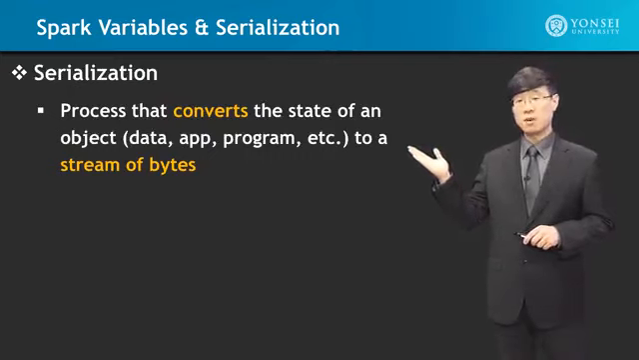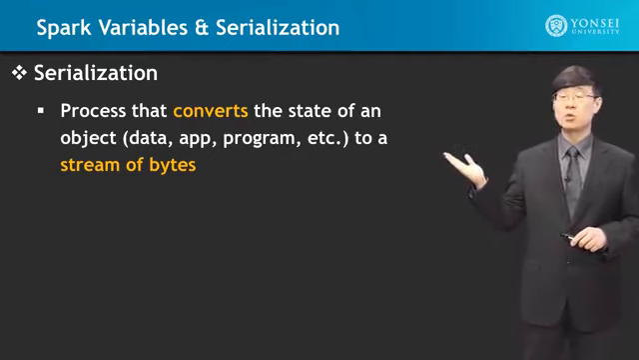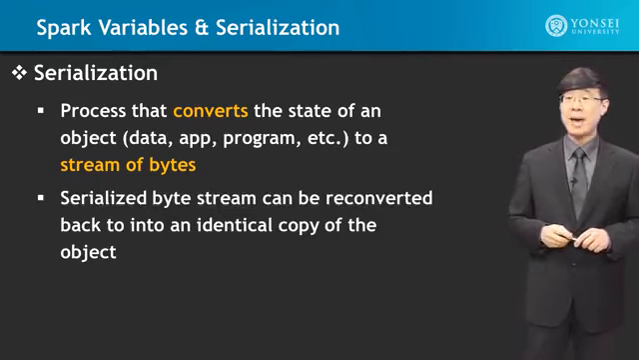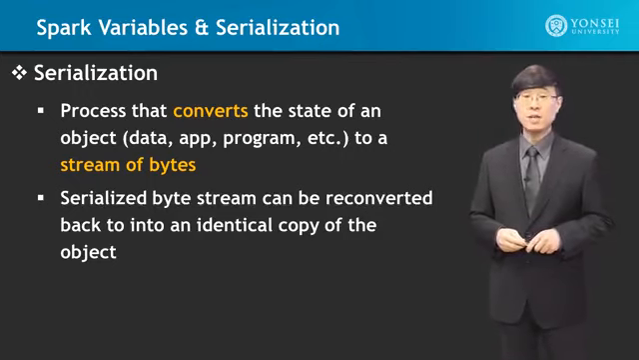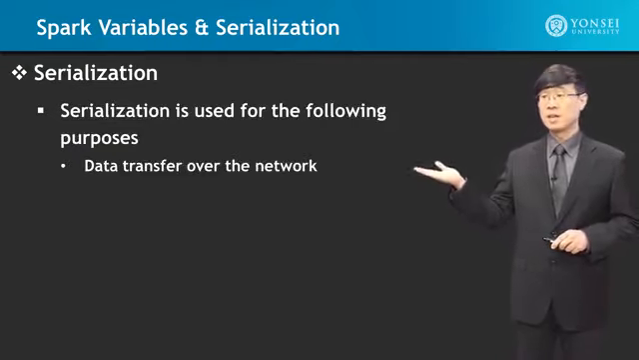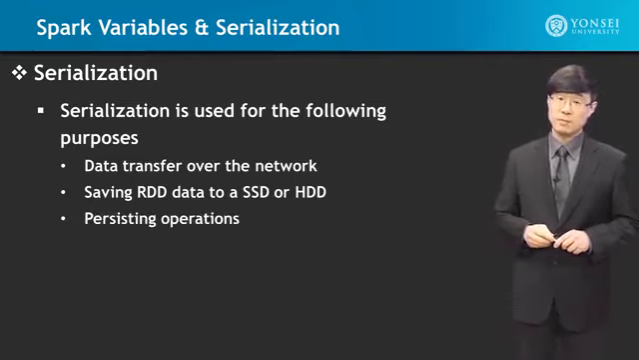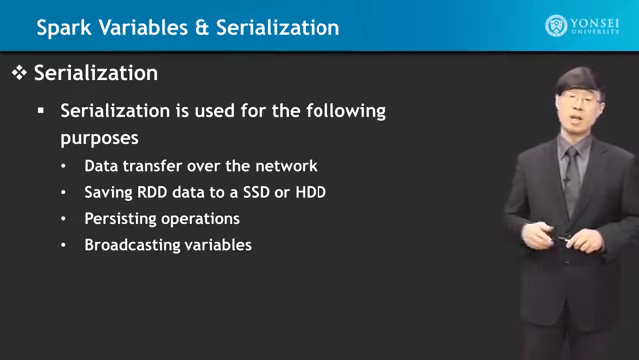Serialization is a process that converts the state of an object, which is a database, an app, a program, or something else, into a stream of bytes. The serialized byte stream can be reconverted back into the original identical copy of the program or the object or the database. Serialization is used for the purposes of data transfer over the network, saving RDD data to a solid-state drive or a hard disk drive, and persisting operations. In addition, it's used for broadcasting variables.